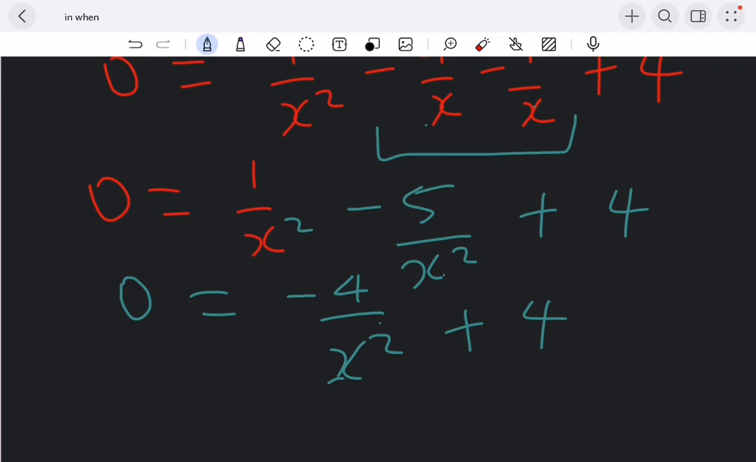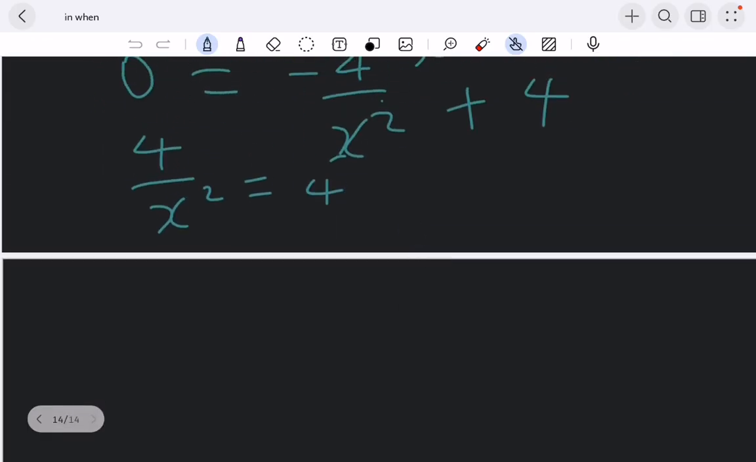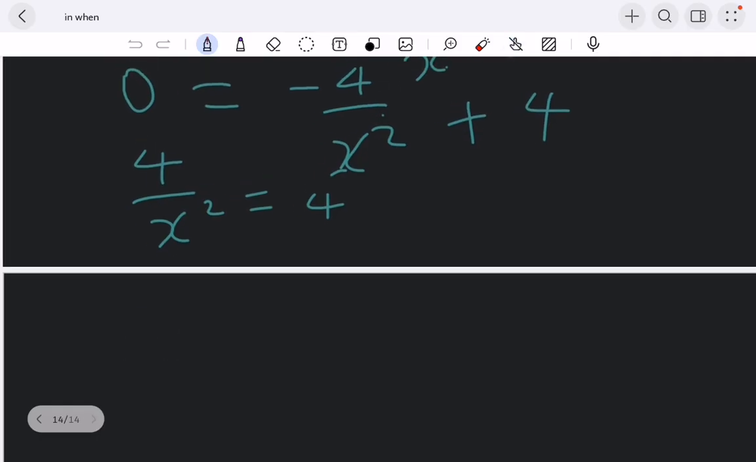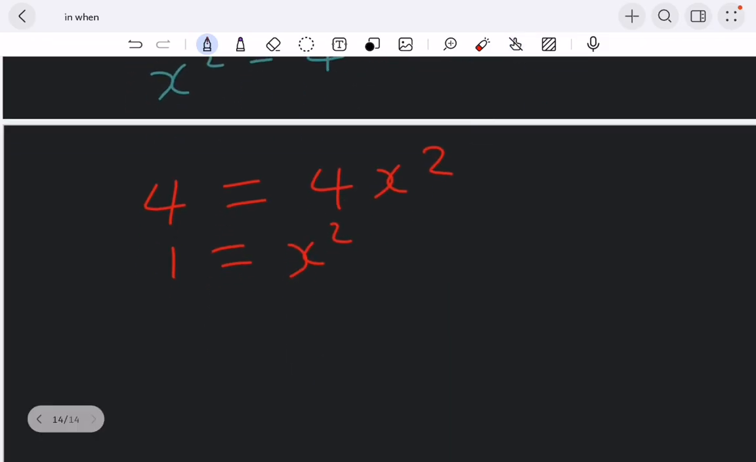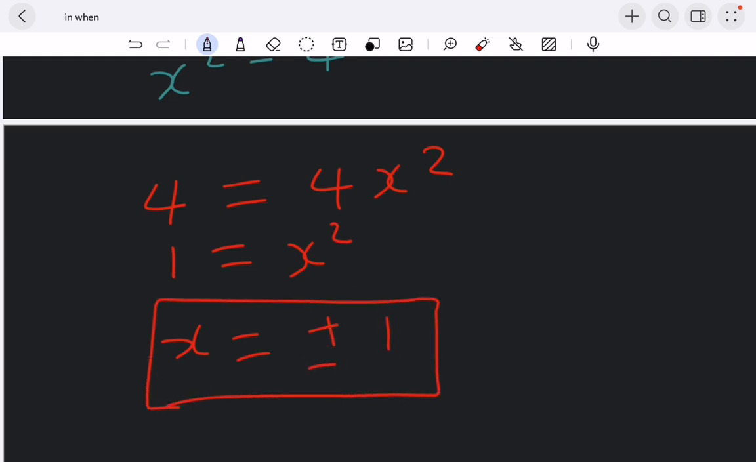Then we're going to bring minus 4 over x squared to the right hand side. So we get 4 over x squared is equal to 4. Then we cross multiply. We get 4 is equal to 4x squared. We divide both sides by 4. We get 1 is equal to x squared. Then we scroll down a bit. We get x is equal to plus or minus 1. So x is either 1 or minus 1.